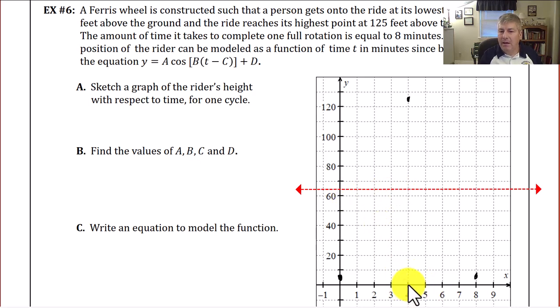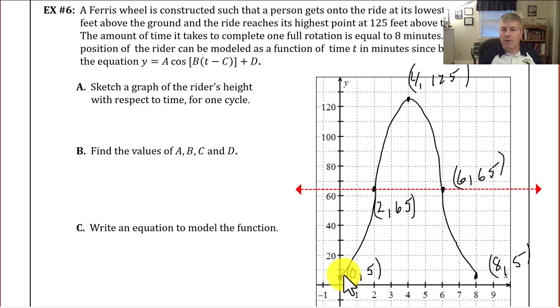And then our halfway time was 4, and half of 4 is 2. So we'll be on our midline at 2 minutes. We'll reach our midline of 65 feet. And at 6 minutes, we'll also be again back down at 65 feet. So putting our ordered pairs in and our 5 critical points in our midline, and then sketch our curve with our changes in concavity at the midline.